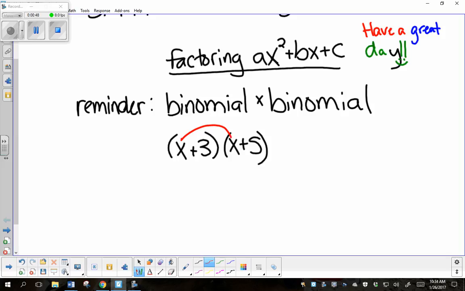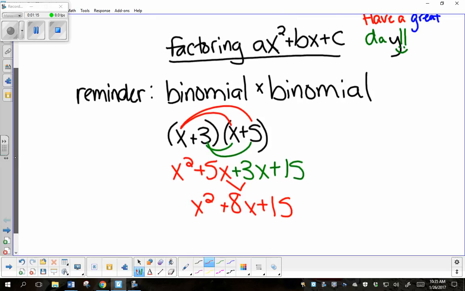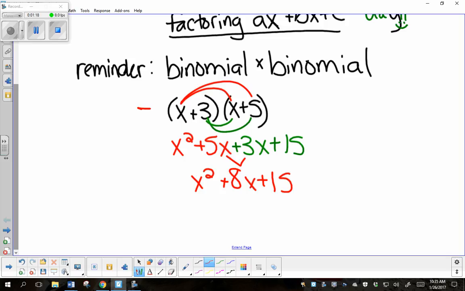So we do x times x is x squared, x times 5 is 5x, and then we have to multiply the second term, 3, by both terms in the other parentheses. So 3 times x is 3x, and 3 times 5 is 15. If we simplify that, we've got x squared plus 8x, to combine those two terms, plus 15. So this is our factored form here, and our expanded form here.